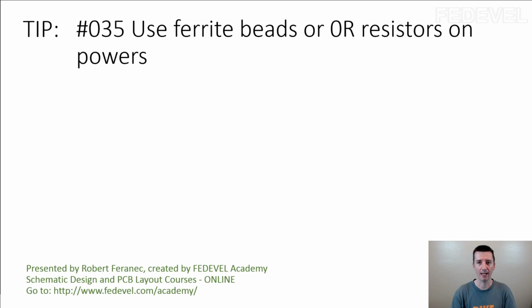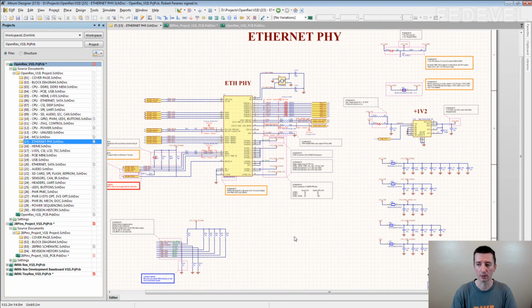Tip number 35. Use ferrite beads or 0-ohm resistors on powers. This is an important one, okay? And I've seen it in many, many schematics from companies like Intel or AMD and plenty others, because it's very useful. This is what I mean. Have a look at this schematic I'm going to explain.